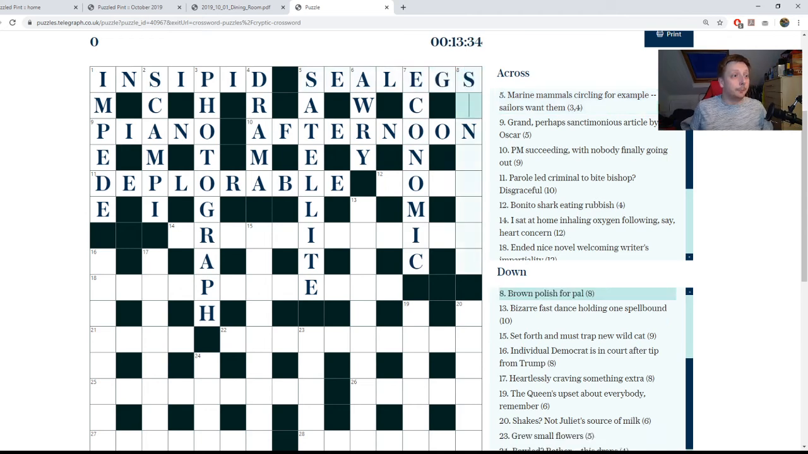8 down. Brown polish for pal. Well, economic, it does mean saving money, but it literally means of money as well. So it can mean a few things. Brown is usually sepia or ecru or tan, but it's none of those. Polish. If you polish, you buff.